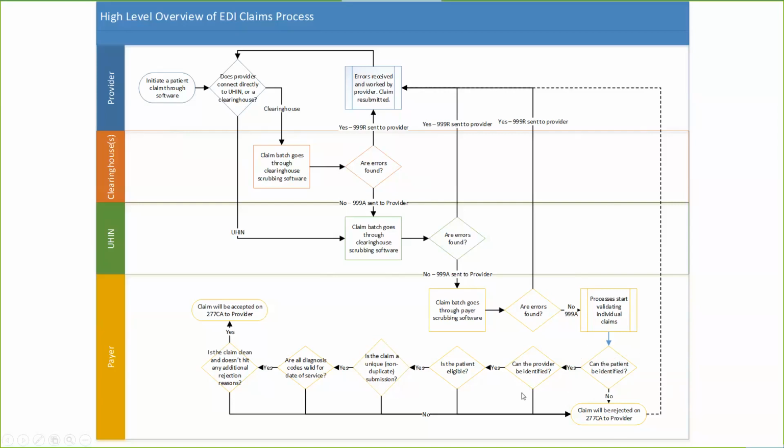Can the provider be identified? Is the patient eligible for that date of service? A lot of payers do that edit. Is the claim a unique or non-duplicate submission? Most payers are looking back at a 90-day period of time. So if that exact same claim has been sent, they can reject it as a duplicate. Are all the diagnosis codes valid for the date of service? And is the claim clean and it doesn't hit any additional edits the payer may have in place? And if so, you're going to get a 277CA acceptance for each claim, or for the ones that are rejected, you will get a 277CA rejection.